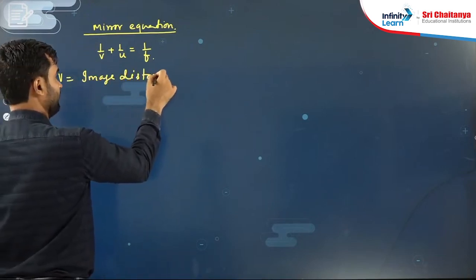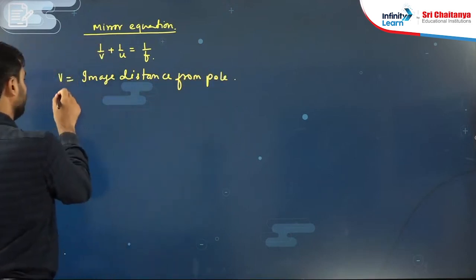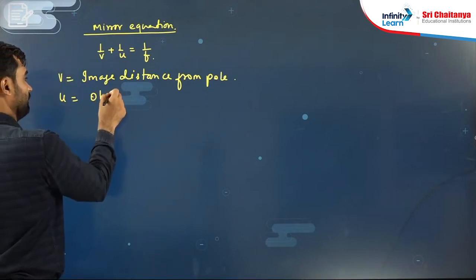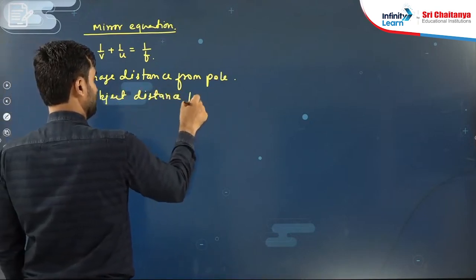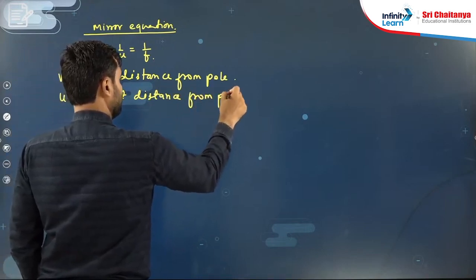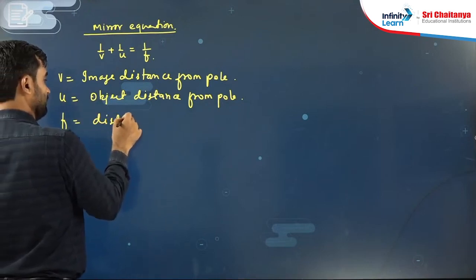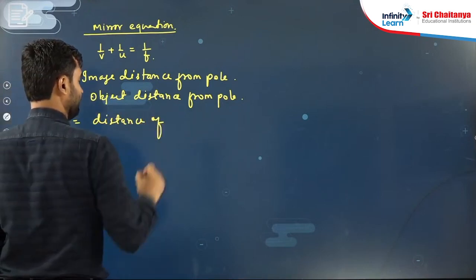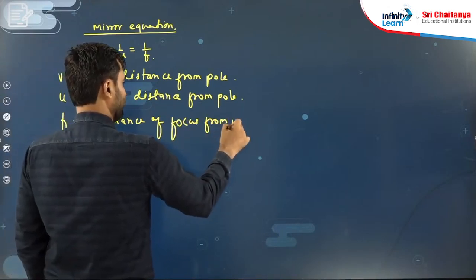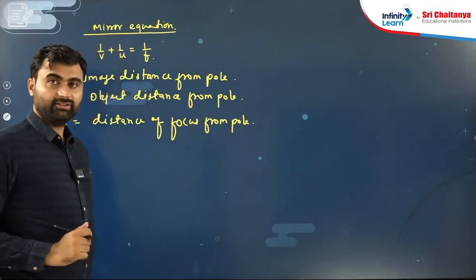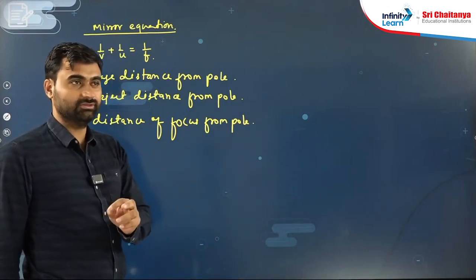And you know all distances are measured from the pole. And what is U here? Object distance. This is also from the pole. Okay. And what is F here? Distance of focus. Already we discussed, we call it focal length. Okay. Now by using this equation, we can calculate the image distance from the pole.